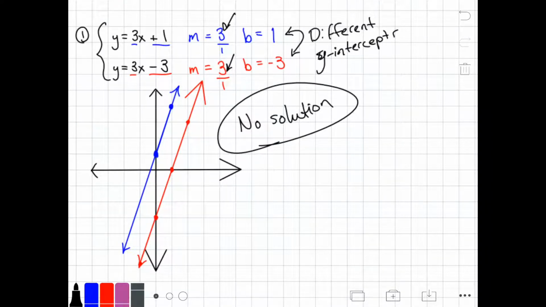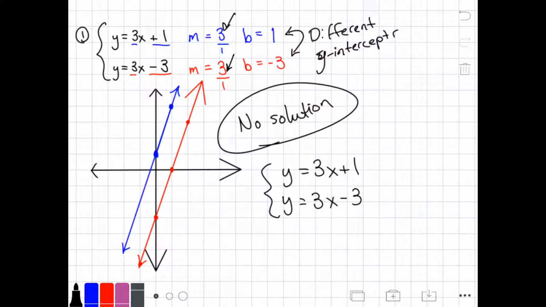Again, no solution. But we can also solve this algebraically. So if I rewrite this system down here in the bottom right, y equals 3x plus 1, and y equals 3x minus 3, well, my two methods algebraically for solving systems are substitution and elimination. Now this is set up to solve with either method. We can substitute here, we can eliminate here.